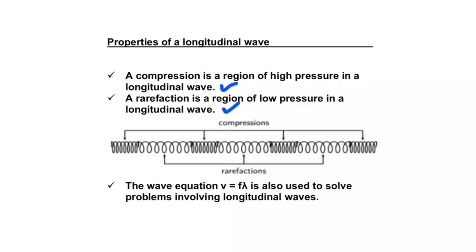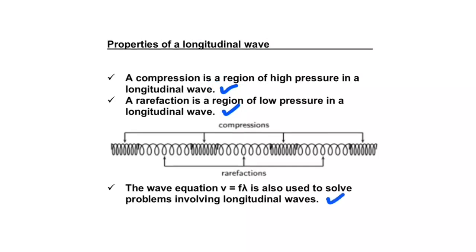You can clearly see that these points, or the region rather, where the particles are close to each other, we call that a compression. It's a region of high pressure, while a region of low pressure is referred to as a rarefaction, clearly indicated on our sketch. So those are some of the properties of a longitudinal wave. The same wave equation we were using with transverse waves also applies to longitudinal waves. The speed is still equal to the frequency multiplied by the wavelength.